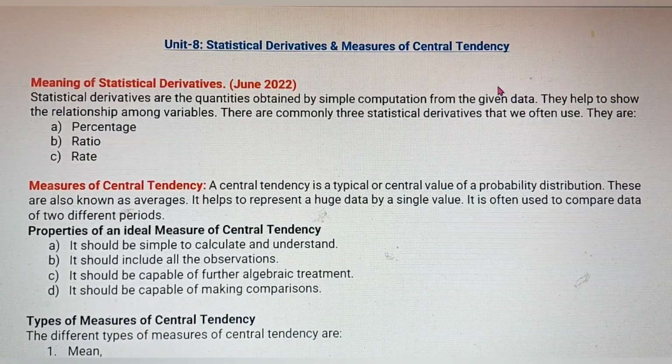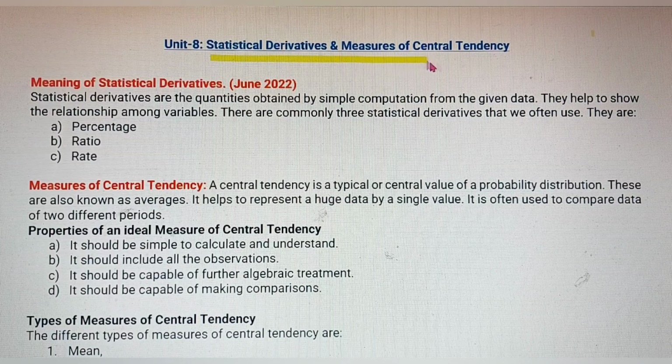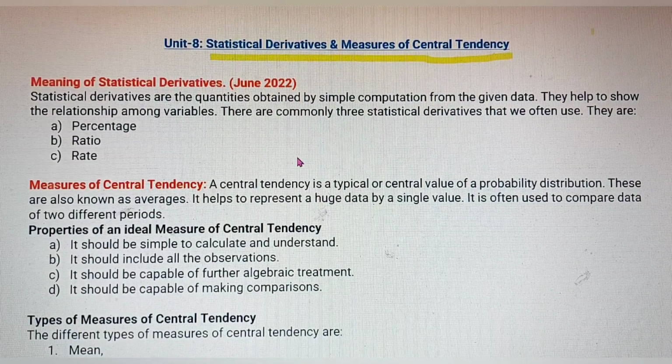Okay guys, let's move on to the next unit 8, statistical derivatives and measures of central tendency. First of all, let's see what a statistical derivative is. This question came in the June 2022 examination.